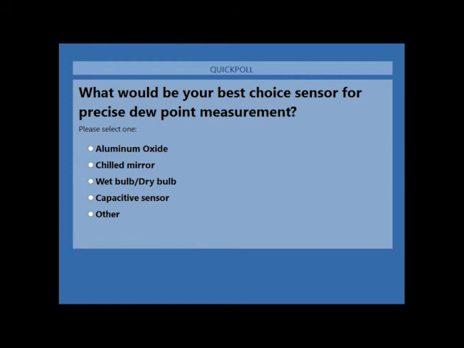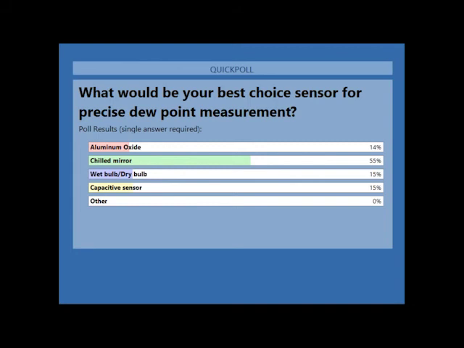And the answer we were looking for was the chilled mirror. If you need precise dew point measurement, chilled mirror is going to be your best choice. Capacitive sensors are also tuned sometimes for that. There's one specifically for dew point, which is probably when we'd use dew point rather than relative humidity as our parameter, when we're talking about trace moisture. So that one is also a good second choice. And again, there are other factors.